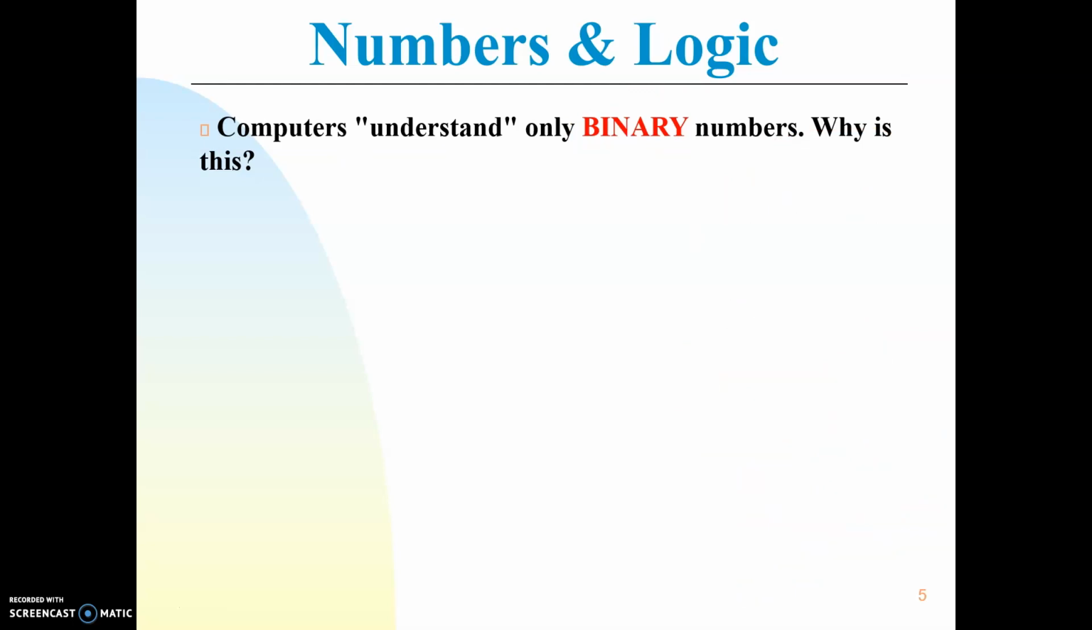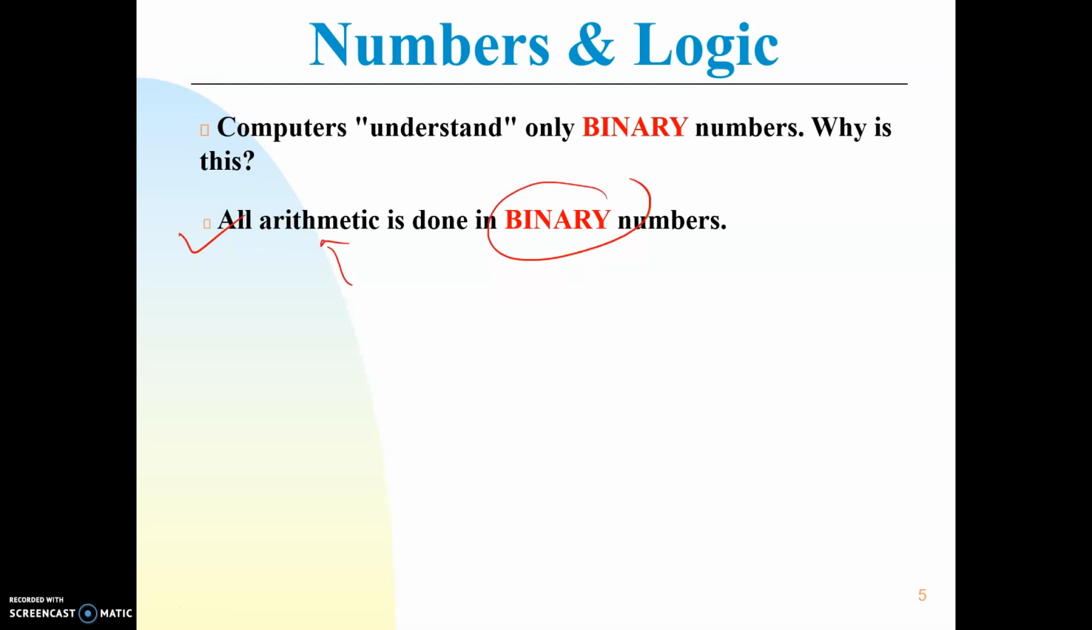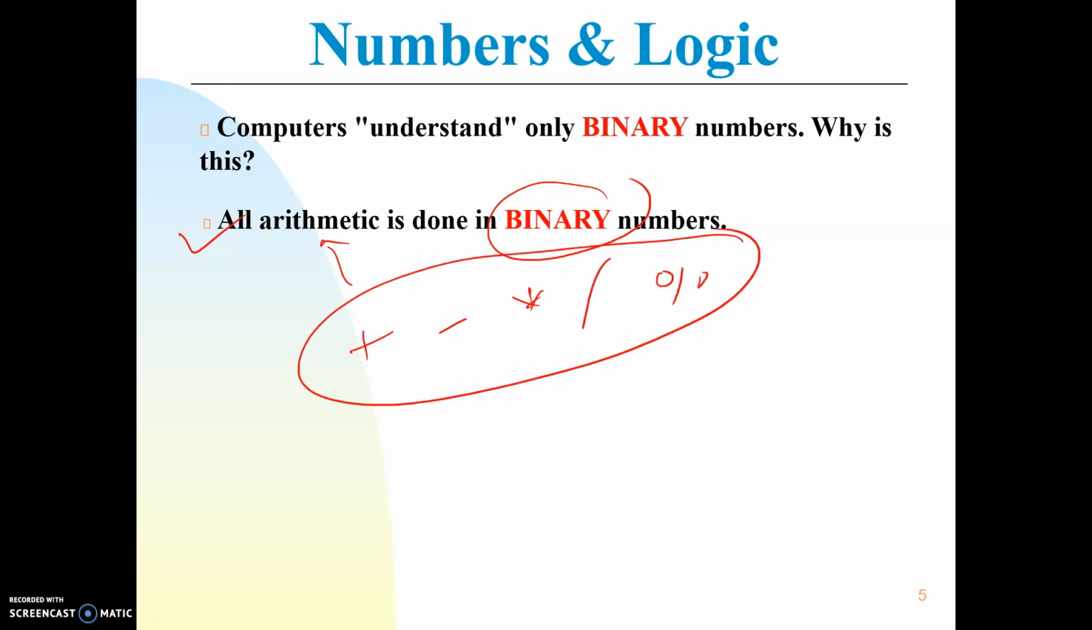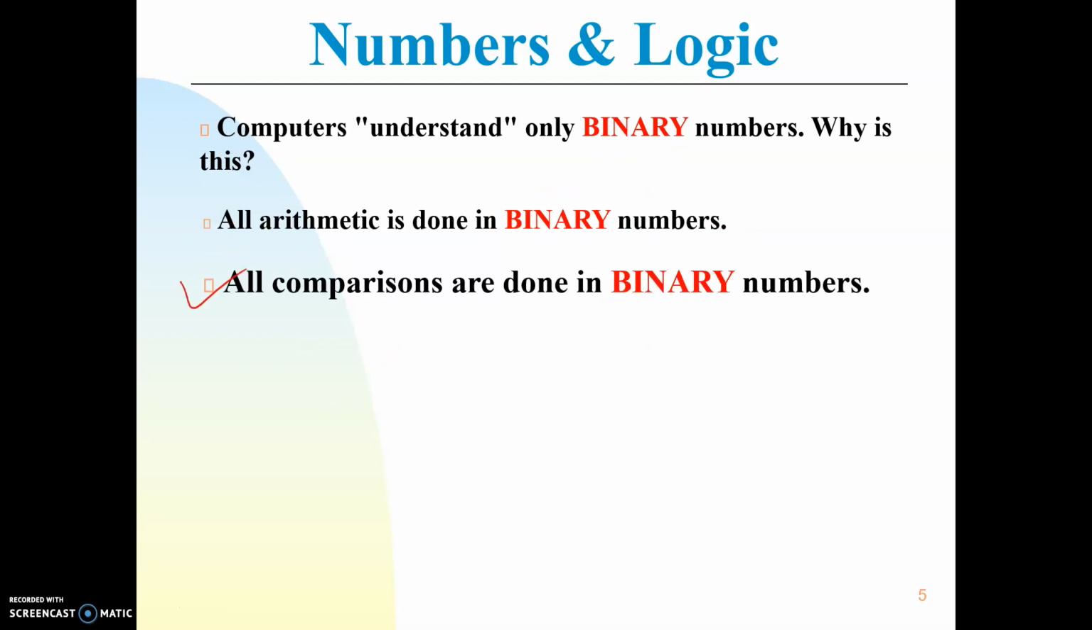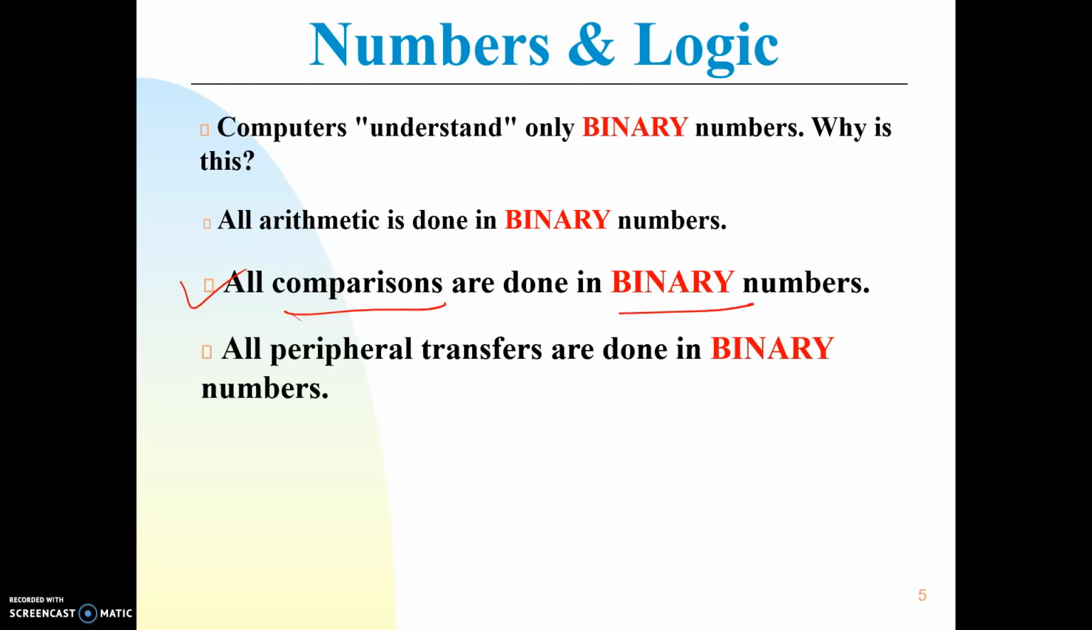Here I have given some examples. In a computer, all arithmetic operations are done in binary. Arithmetic operations means plus, minus, multiplication, division, modulo division; all of these are performed in the binary number system. Then comparisons, less than, greater than, equal to, not equal to, are all performed in binary. Peripherals, that is input or output devices: the input device transfers data, or the output device accepts data and produces output in the binary number system.